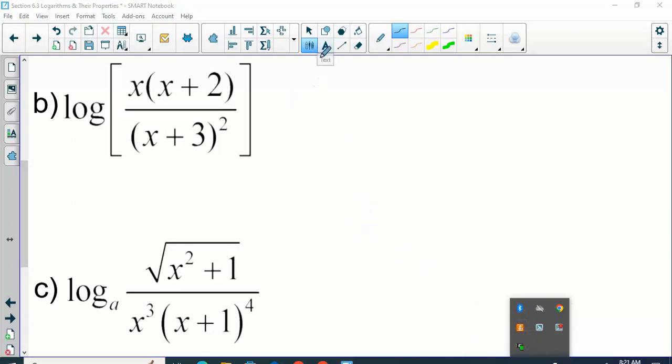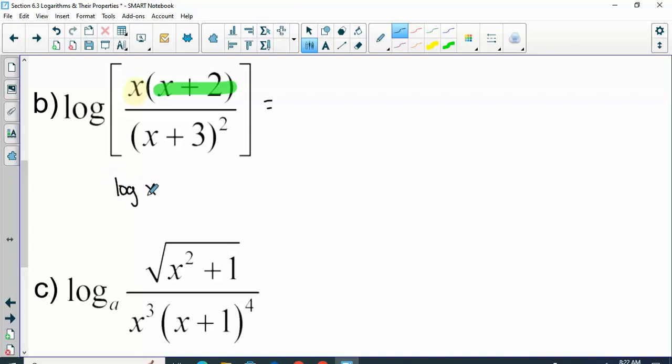So let's take a look at this. On the first one, the numerator, we have 2 things being multiplied. So our property says if things are multiplied, you do the log of each one and add them. One thing I noticed going around, x plus 2 is more than one term, so please put parentheses around that because you're doing log of that entire thing.